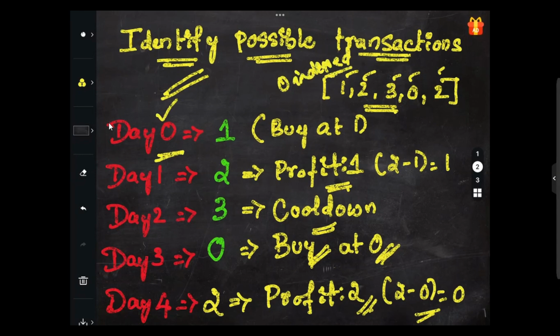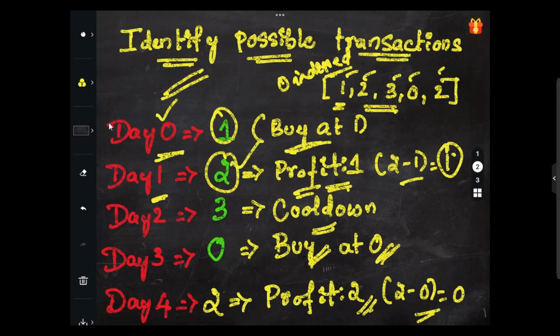We will not start from day 1. Day 0 has the price 1, so we will buy at 1. On the second day we have to sell. After buying, we sell at 2. We buy at 1 and sell at 2, so the profit will obviously be 1 here.